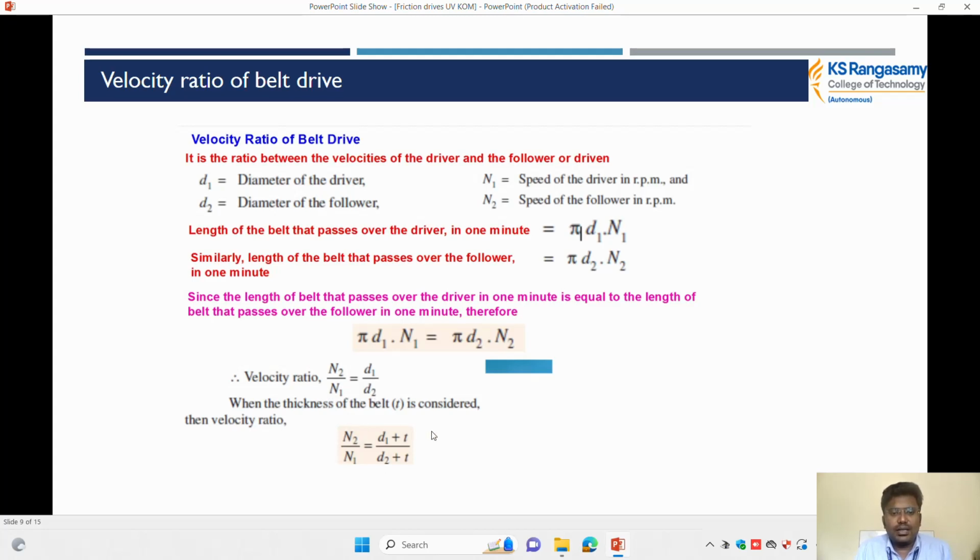When the thickness of the belt, denoted by t, is considered in the velocity ratio, the final equation simplifies to N2 divided by N1 equals D1 plus t divided by D2 plus t. Here N2 is the speed of the follower, N1 is the speed of the driver, D1 is the diameter of the driver, and D2 is the diameter of the follower.